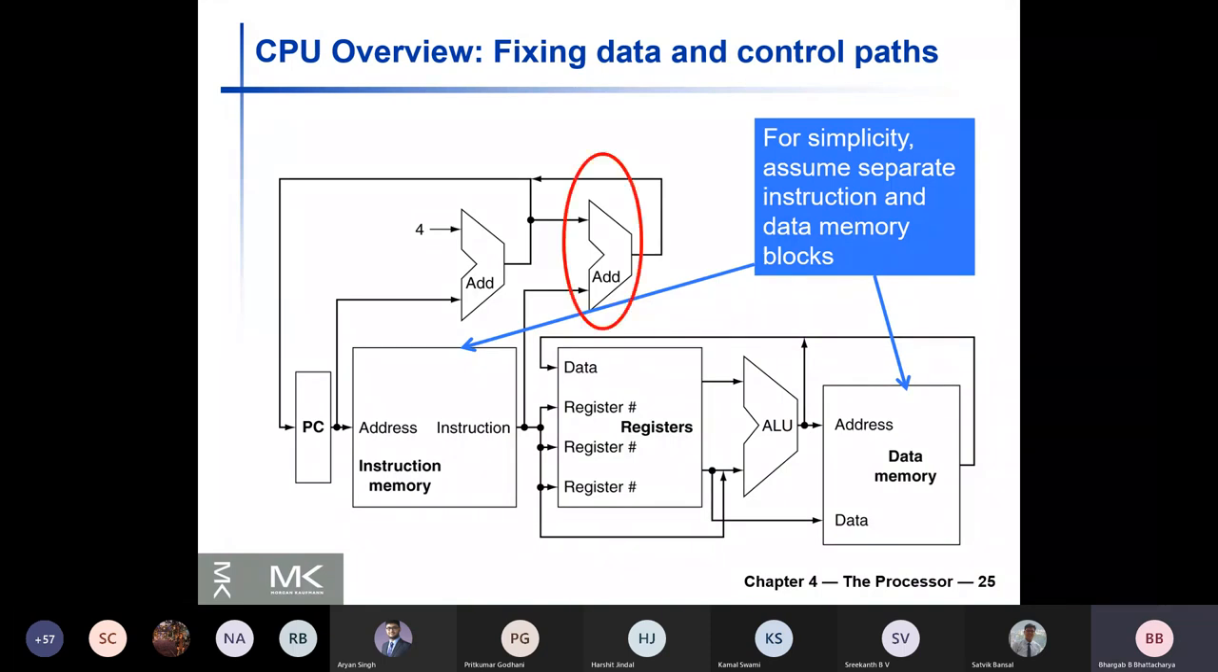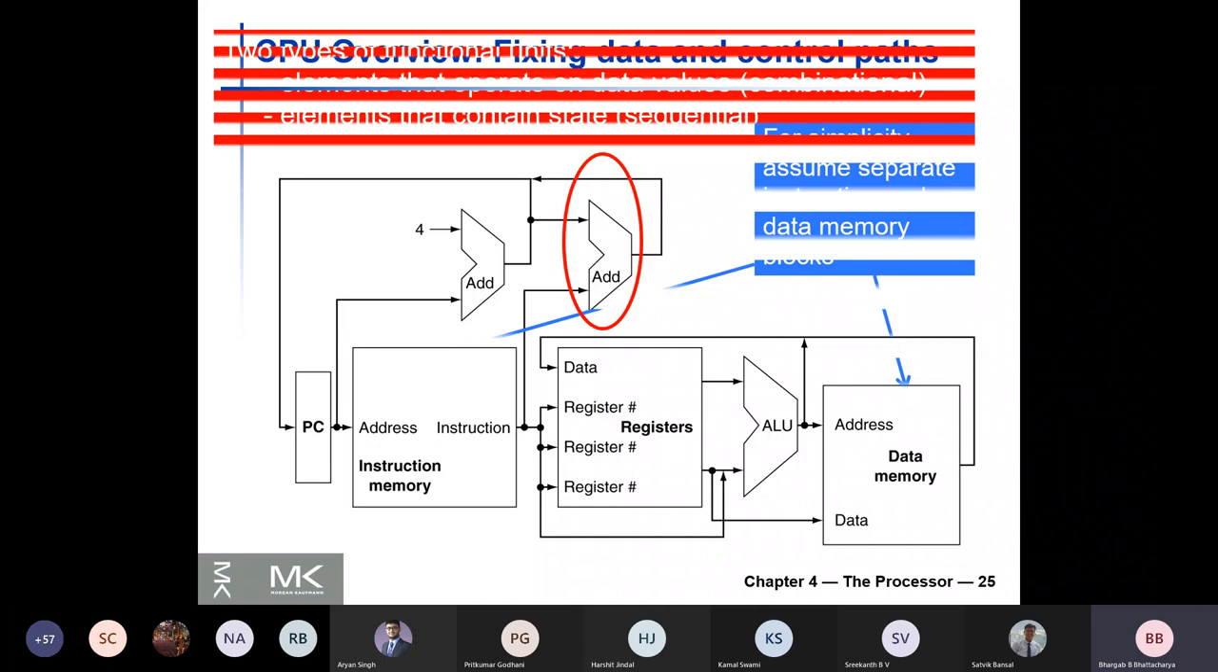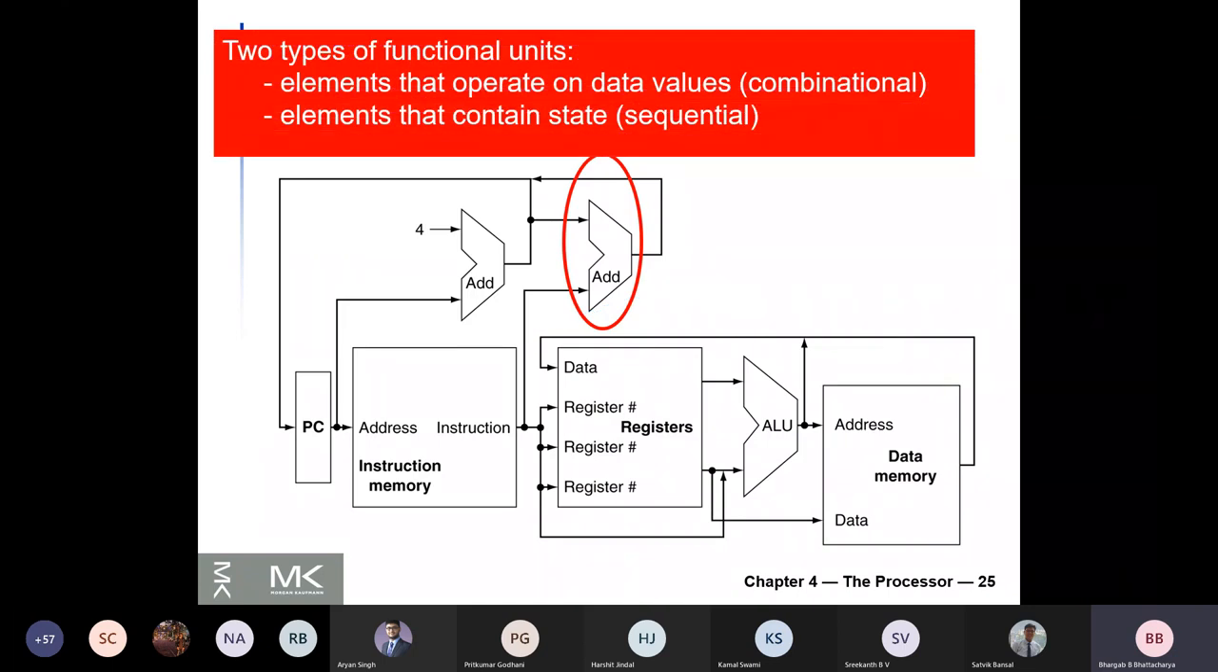So as I mentioned, this CPU takes care of the computation of the target address whenever you have a branch or jump instruction. So we'll come back to that. We need two types of functional units: elements that operate on data values, that means the combinational blocks, and the elements that contain the state or store the value, that means the sequential blocks.